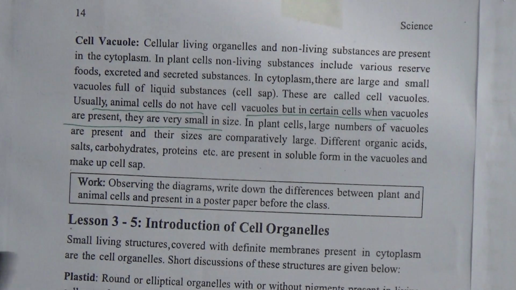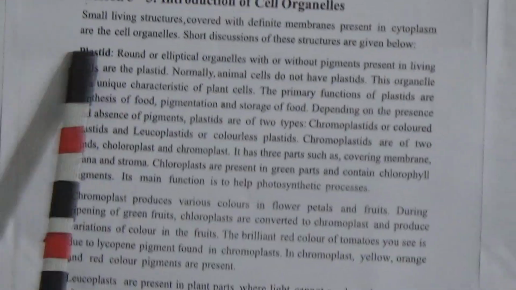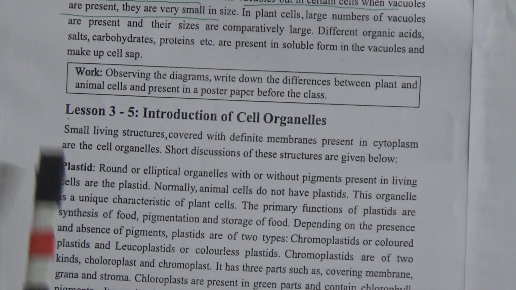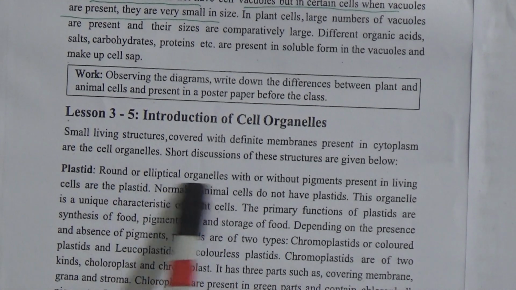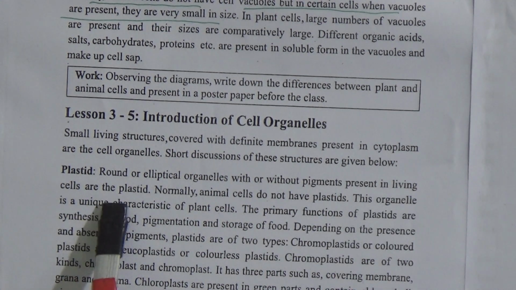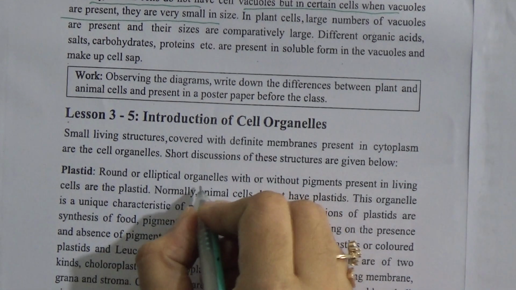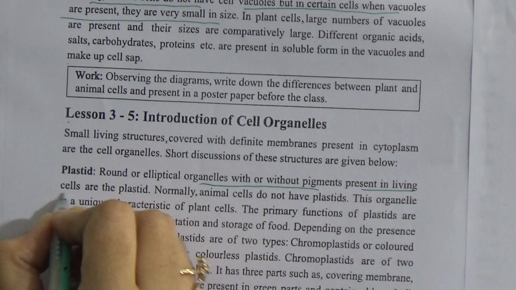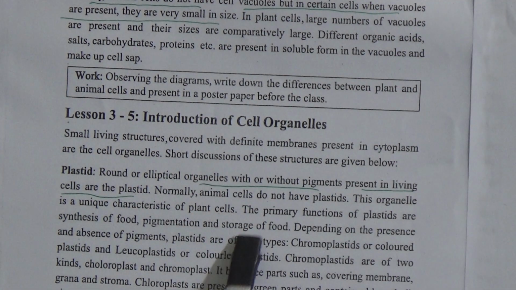Students, now come to lesson 3 to 5. Here is the introduction of cell organelles. Small living structures covered with definite membranes present in cytoplasm are the cell organelles. A short discussion of the structures is given below. First, plastid. Plastids are round or elliptical organelles, with or without pigment, present in living cells. Underline this line also. Normally, animal cells do not have plastid.